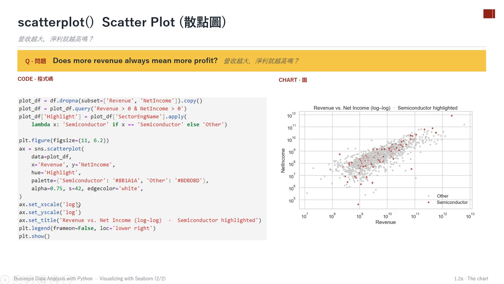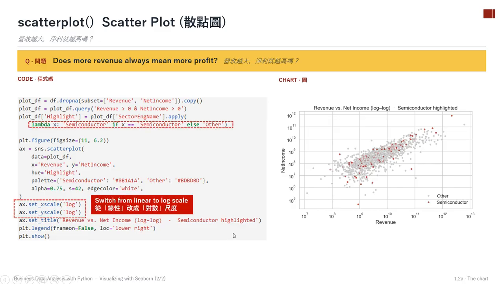Okay, and the other thing is in this figure, the first thing is we need to set it up with a query, and the second thing is setting up with a lambda. The third thing is this one, log. Okay, we want to switch from linear to log scale. Why do we need to do this?